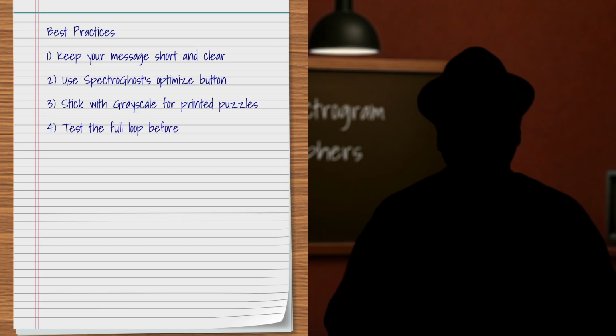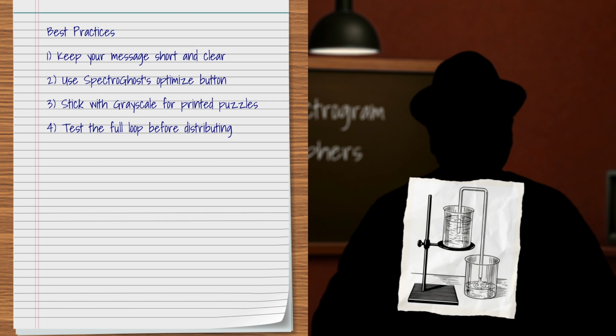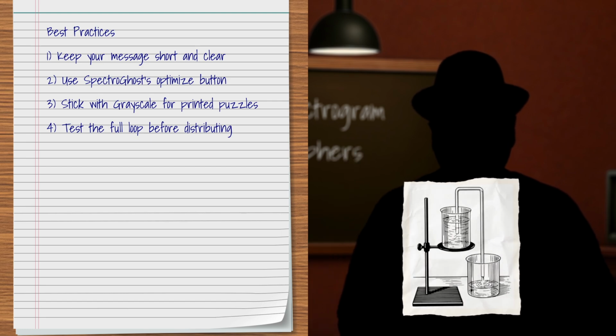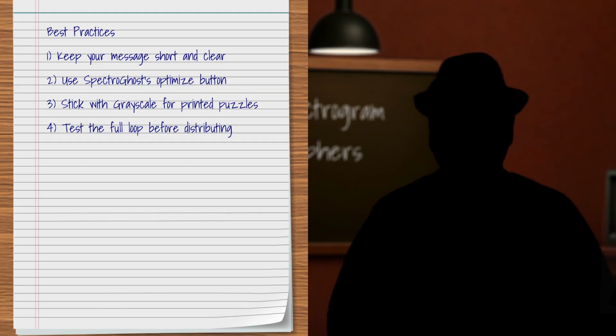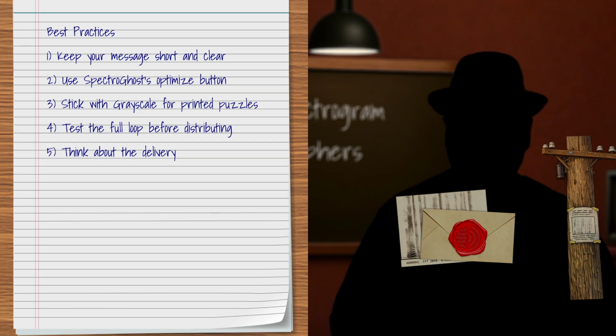Fourth, test the full loop before distributing. Create the spectrogram, print it, photograph it, and decode it for yourself. If you can't get good audio back, your audience won't either. Fifth, think about the delivery. The medium is part of the message. A spectrogram tucked inside a wax-sealed envelope feels different than one plastered on a telephone pole.